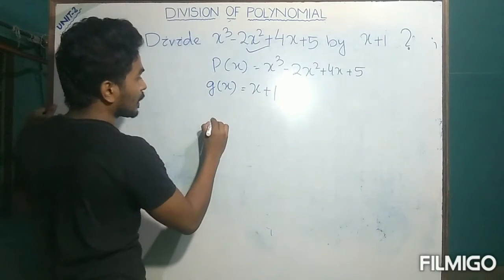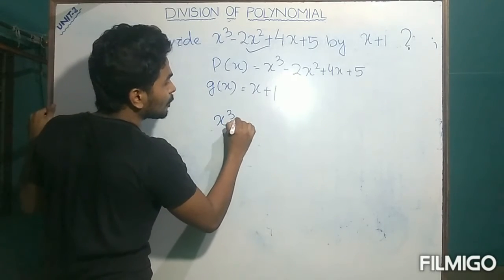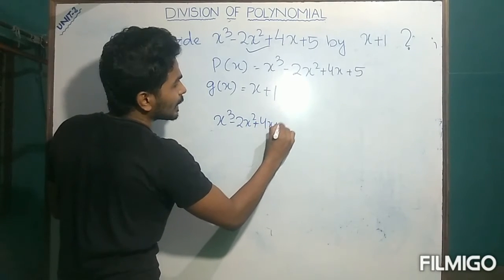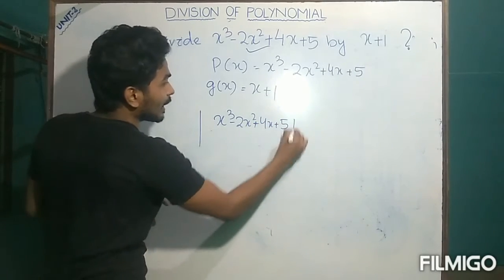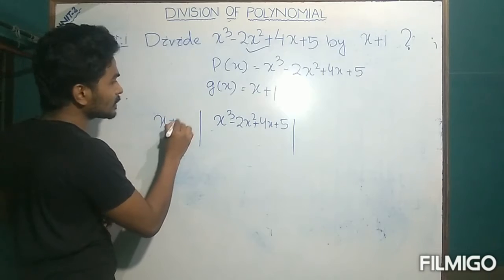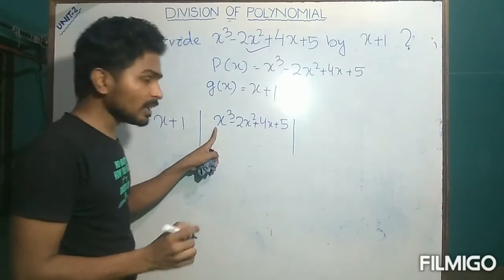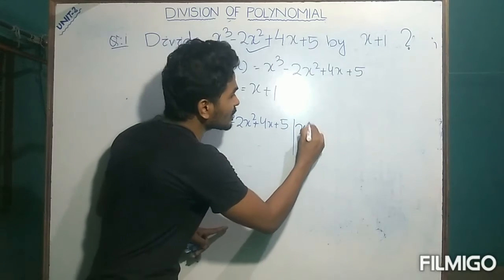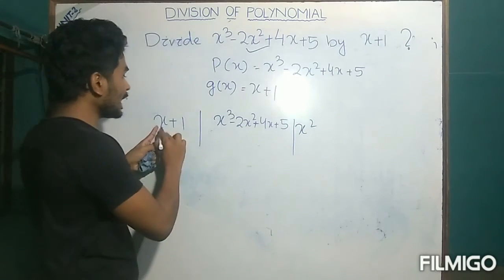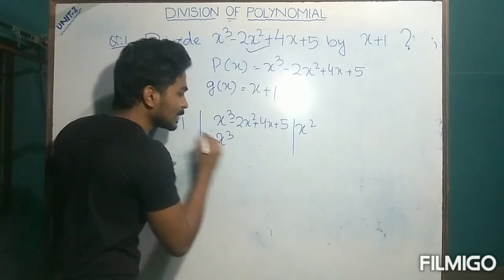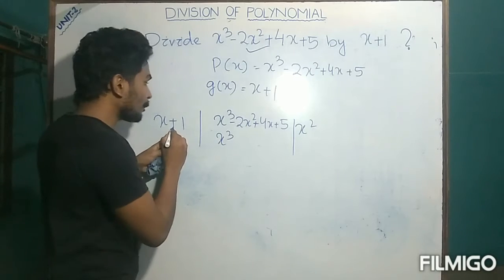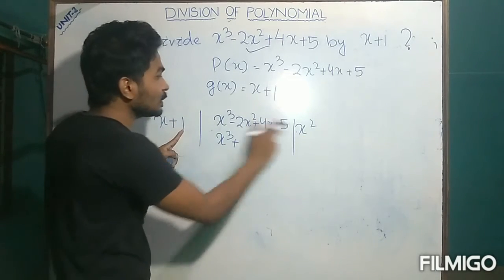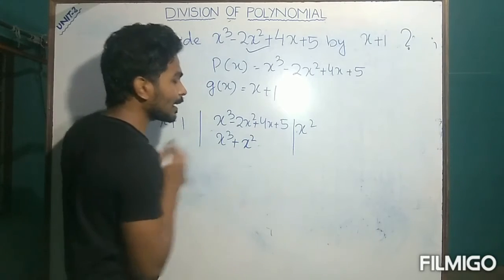Now divide them. We have x cube minus 2x square plus 4x plus 5. We will divide it by x plus 1. So we need x cube here. So what should be multiplied with x to get x cube? We need x square. So x into x square will be x cube. Then plus, here also sign plus, so we will write plus. Now 1 into x square will be x square.